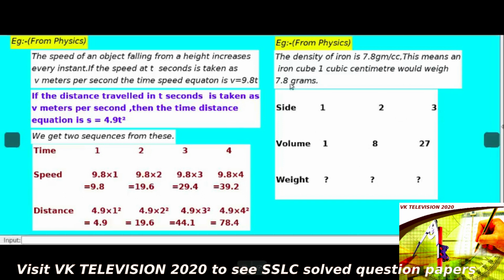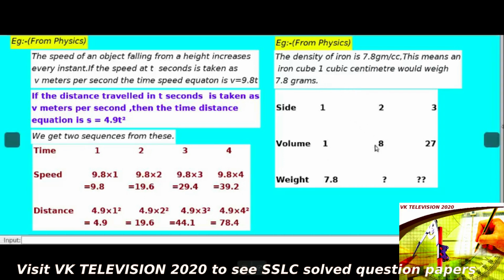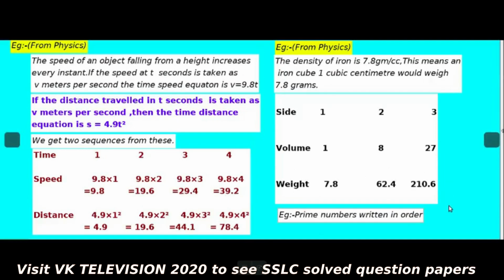Now it is given that an iron cube of 1 cubic centimeter would weigh 7.8. So we write 7.8. Now 1 cubic is equal to 7.8, so 8 cubic is equal to 7.8 into 8. And 27 cubic volume is equal to 27 into 7.8. We write the values. So this is also a number sequence. Now we consider the set of prime numbers.